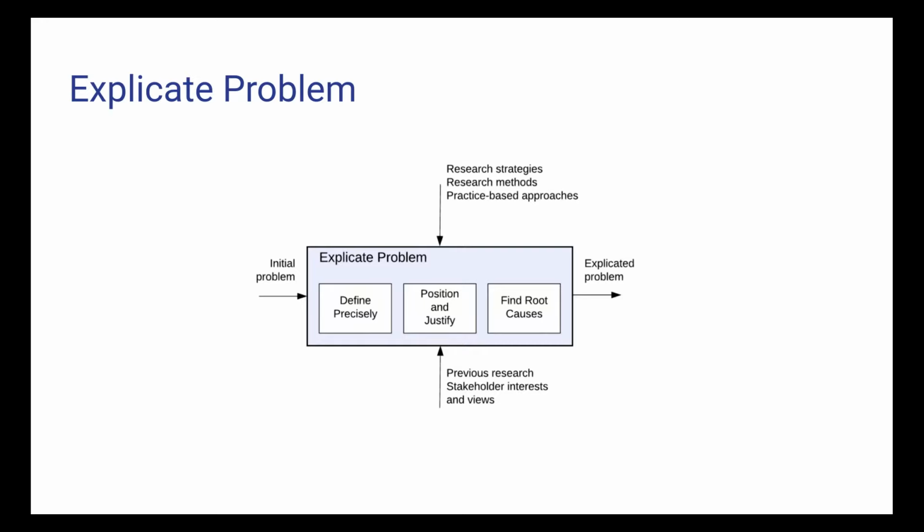This diagram shows what happens in the activity of explicating a problem. The input is an initial problem, the arrow from the left, and this problem can be vague and hard to understand. The output of the activity is an explicated or clarified problem, the arrow to the right, and this problem should be more precisely formulated. To carry out the activity, scientific methods are needed, but also practice-based approaches. This is the arrow from the top. And you need to use the foundational knowledge to define and clarify, explicate the problem, and this is shown by the arrow from the bottom.